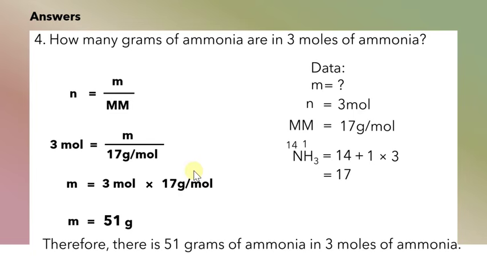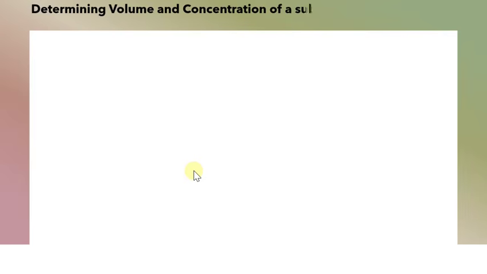All right. Then we move on and look at determining volume and concentration of a substance. In this case, element or compound using a mole. So a mole is very important. So we are looking at it as in determining volume and concentration of a substance.